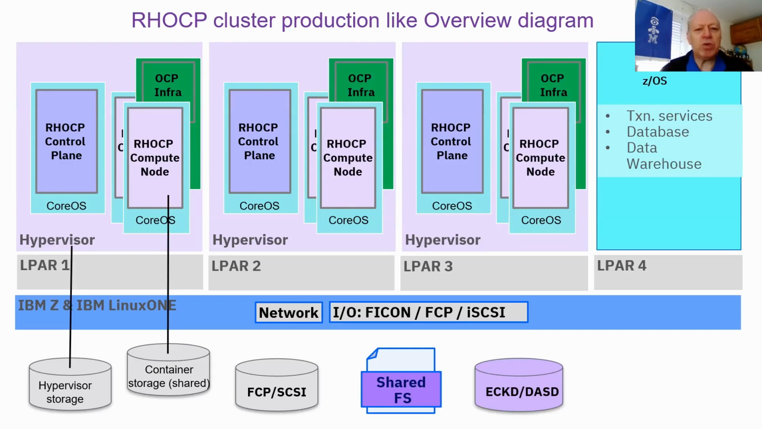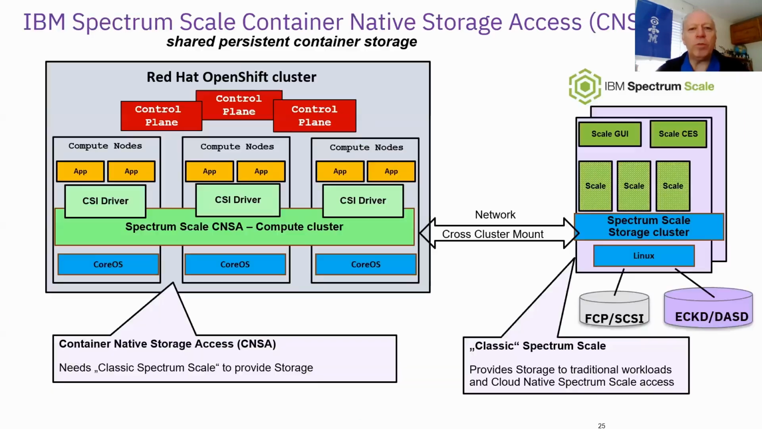So if you have applications running on 3 LPARs and you want to share the data, you need a storage that is a shared file system, and that shared file system needs to be defined as either network attached storage or a solution that you can attach these nodes to, that your application can share and access the same data at the same time.